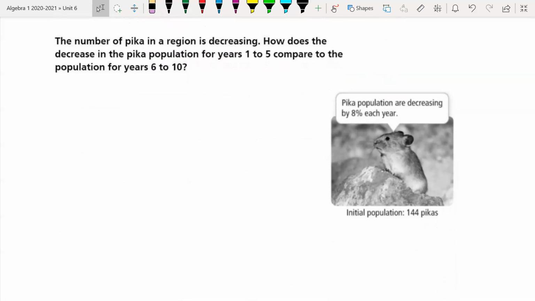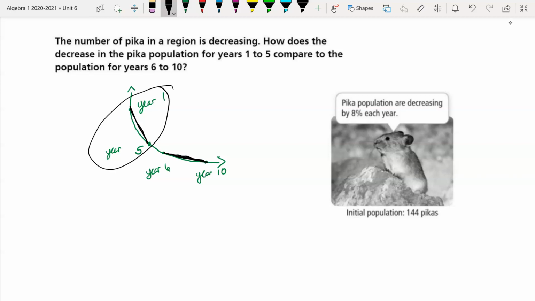So it says the number of pika in a region is decreasing. How does a decrease in the pika population for years 1 to 5 compare to the population for years 6 to 10? Well, if you think about it, say I have a graph that looks like this, right? So that means decay. Okay, I'm going down. Years 1 to 5, well, year 1 is going to be right here. Year 5 is going to be right here. Year 6 is going to be somewhere in here. And year 10. Which one has a sharper decrease?